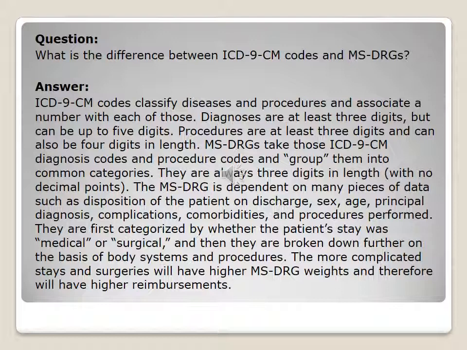They are first categorized by whether the patient's stay was medical or surgical, and then they are broken down further on the basis of body systems and procedures. The more complicated stays and surgeries will have higher MS-DRG weights, and therefore will have higher reimbursements.